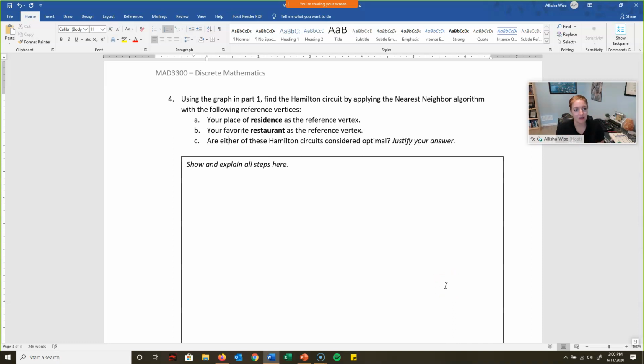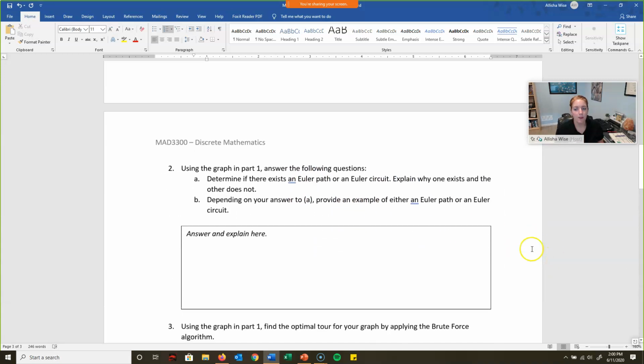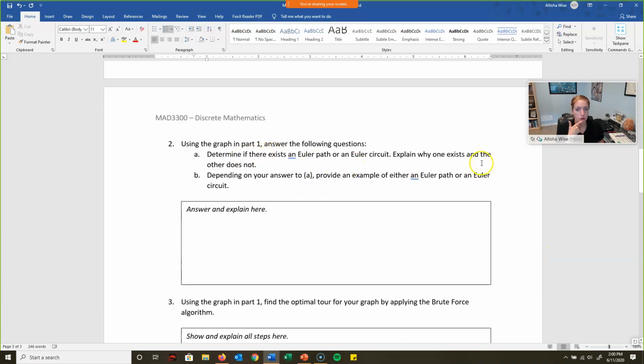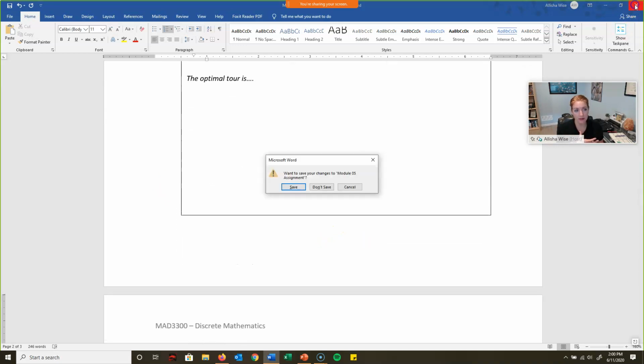So each of your assignments will look very different. But just make sure to answer the questions completely and justify your answer in all of the different parts. On number 2, I do want to emphasize real quick, make sure that you're telling me if there's an Euler path or Euler circuit and why, and then also provide an example of either the Euler path or Euler circuit in the graph given. Okay. Any questions on the homework at all?